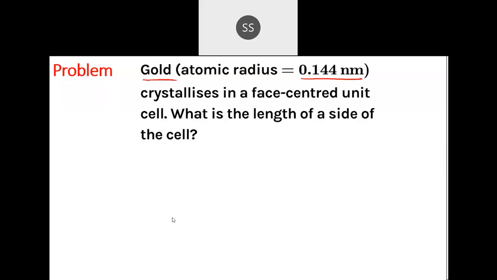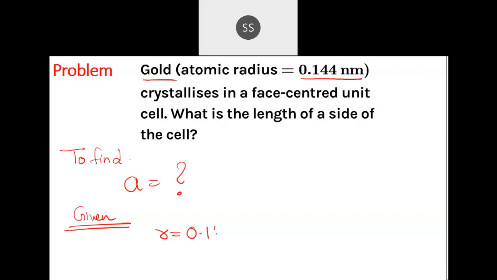Yes, let's work it out now. What are they asking you to calculate? The edge length, correct? So A is what you need to calculate. A is the question mark, this is what you are supposed to find. And what is given to you? The R value, which is the radius. R is equal to 0.144 nanometer. Let it be in nanometer itself; you can write the final answer in nanometer also. So the R value is given to you.